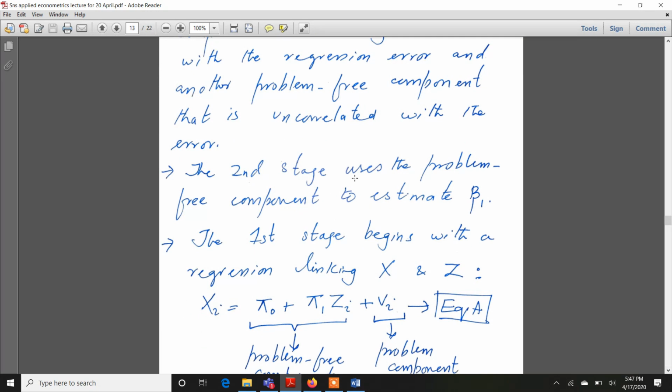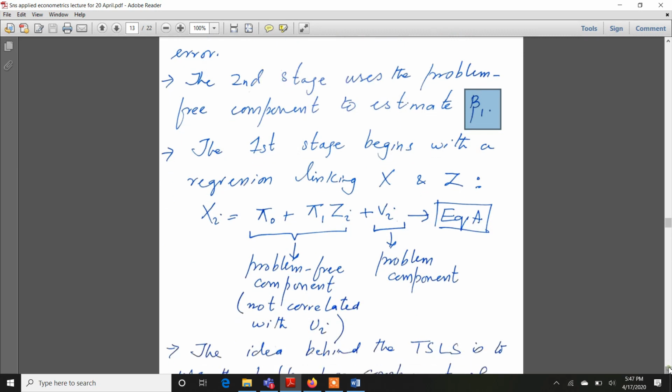Then the second stage uses the problem-free component to estimate beta 1, right? Which is the unit impact of x on y. So let's explain this process, because at first go it seems a little bit complicated, but I'm sure once you go through these details, you will understand.